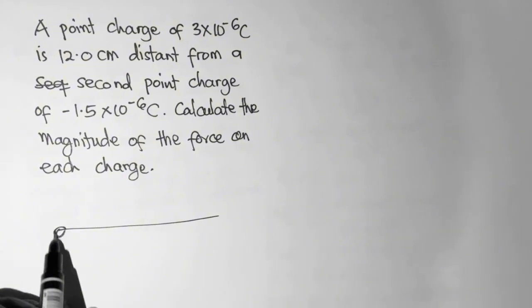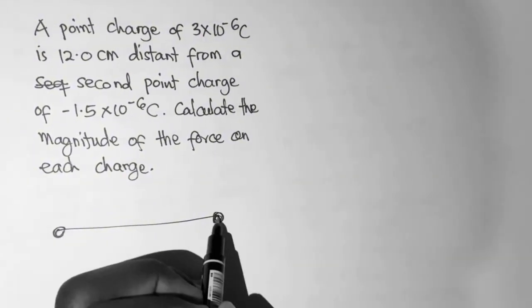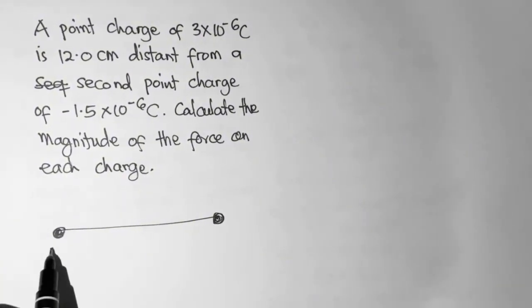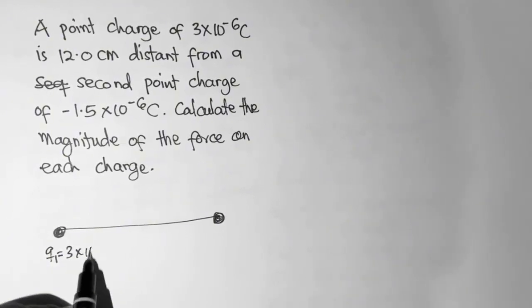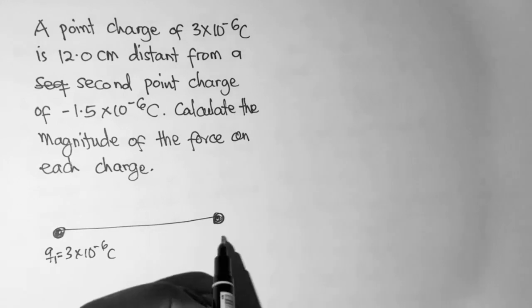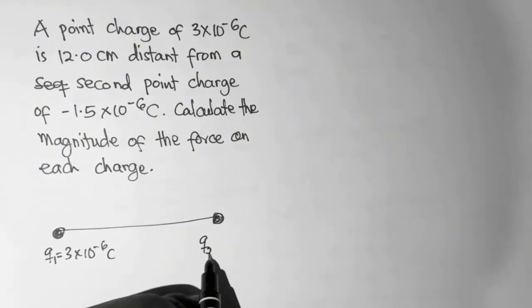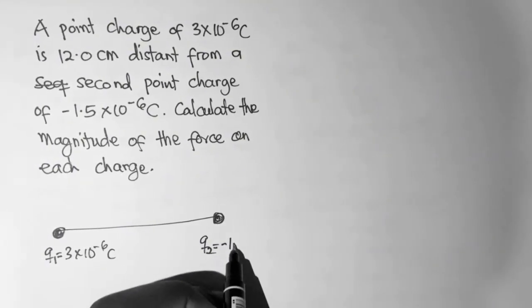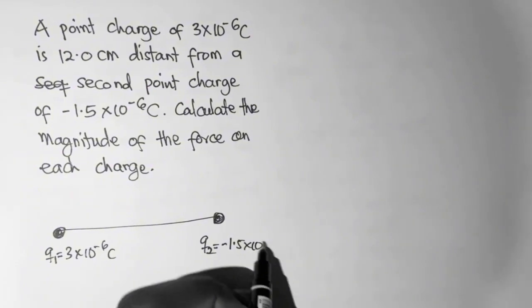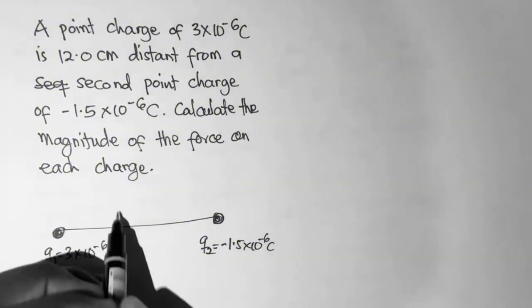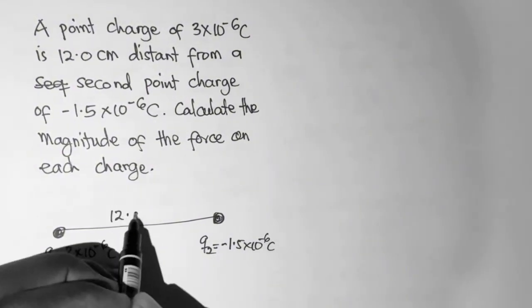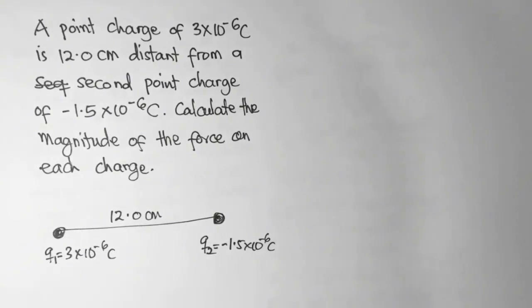So let's assume these are the 2 point charges. The first one, q1, is equal to 3 times 10 exponent minus 6 coulombs. And then let's say this is q2, that is minus 1.5 times 10 exponent minus 6 coulombs. And the distance between them is 12.0 centimeters.